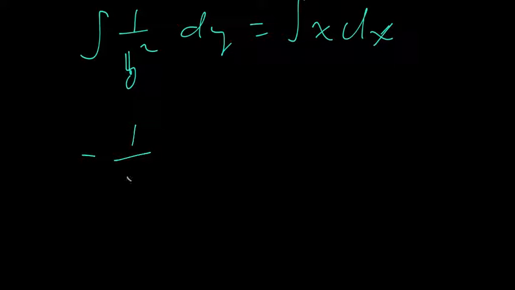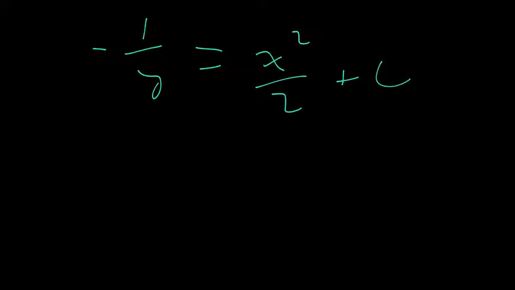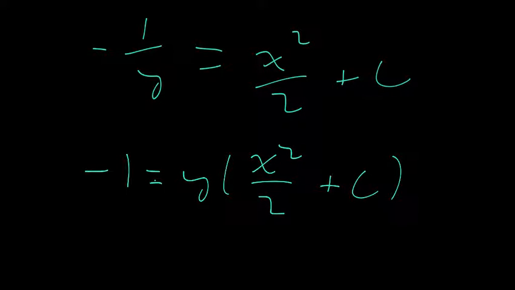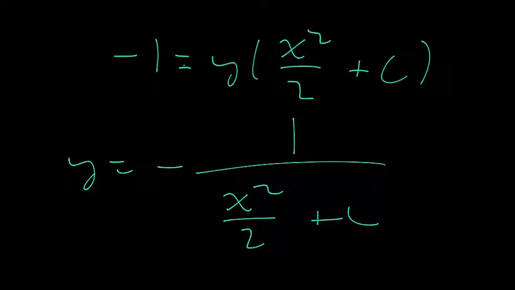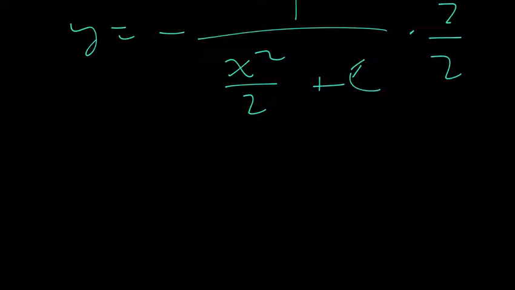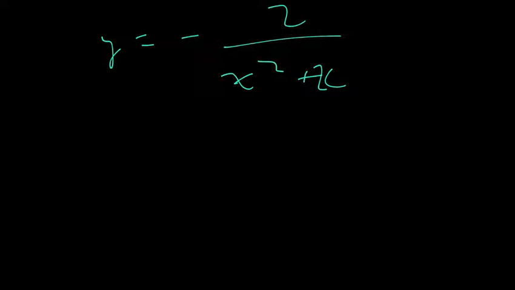And then negative 1 over y is equal to x squared over 2 plus c. So solving for y, we multiply y by both sides, so we get negative 1 equals y times the quantity x squared over 2 plus c. And then y is equal to negative 1 over x squared over 2 plus c. And let's go ahead and get rid of that fraction in the denominator. So we multiply by 2 over 2. And this tells us that y is equal to negative 2 over x squared plus 2c. Or, since 2c is just another constant, y is equal to negative 2 over x squared plus d.